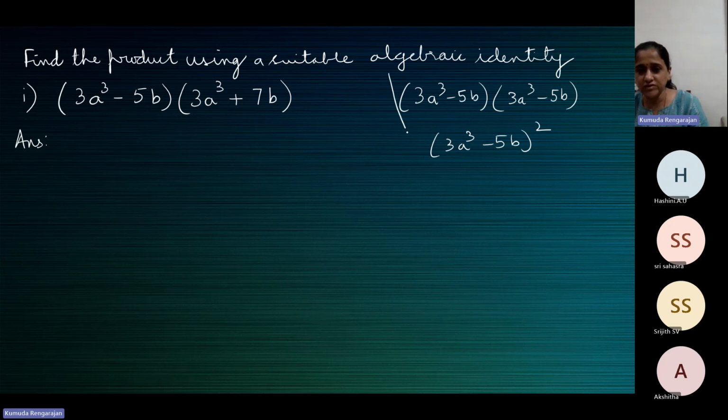If supposing this was the question, 3a cubed minus 5b into 3a cubed minus 5b, find the product. What's the heading? Find the product. Okay. So if it was 3a cubed minus 5b into 3a cubed minus 5b, you can write it as 3a cubed minus 5b the whole square. And you can use the identity a minus b the whole square.